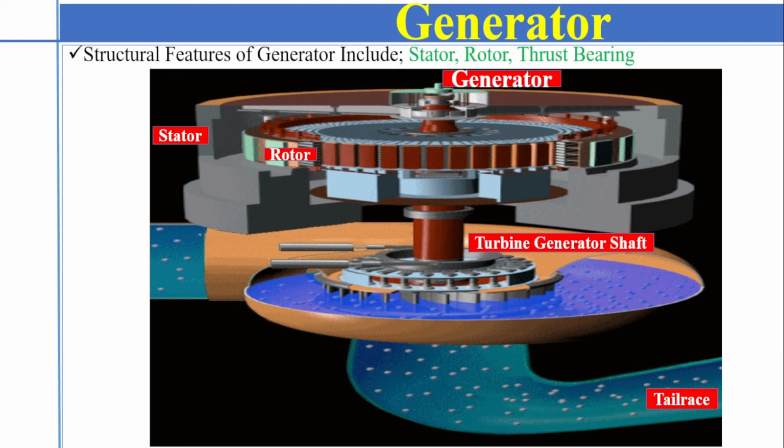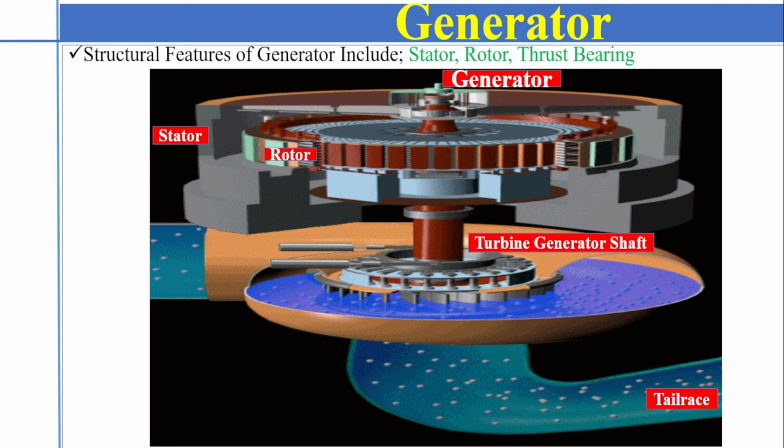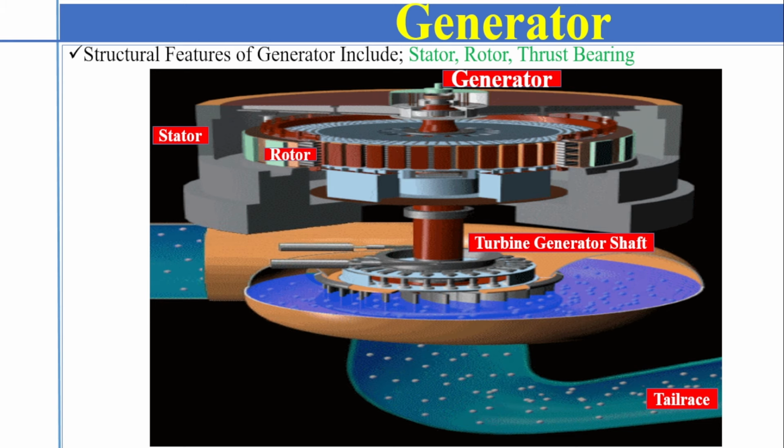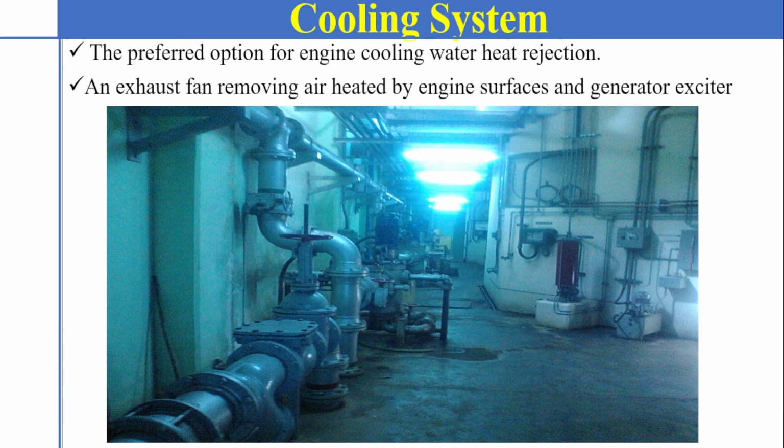And this one is the tailrace, the way for water to go back to the main stream of the river after generating electric power. The next one is the cooling system. The preferred option for engine cooling water heat rejection, an exhaust for removing air heated by the engine service and a generator exciter. And in this room, there is a drainage structure, used to divert unwanted water or dirty water from this powerhouse.